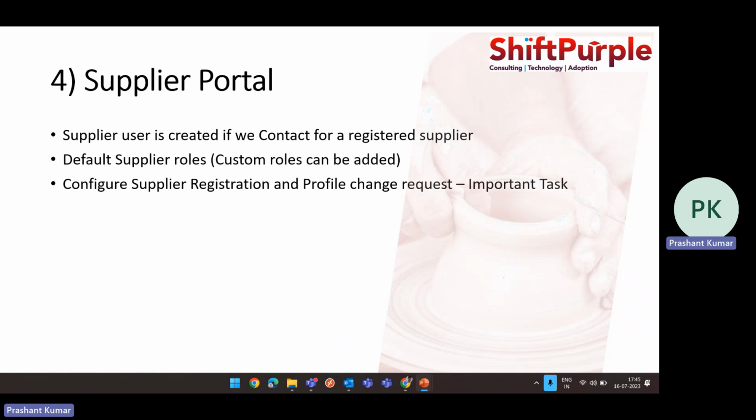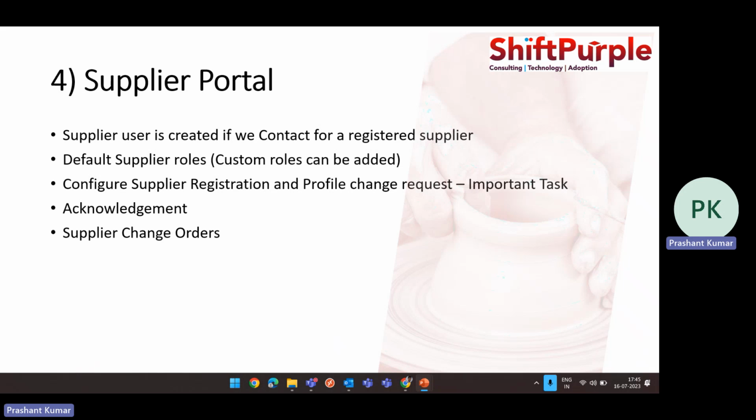We have configure supplier registration and profile change request. So this is quite an important task. We say what all elements are required when a supplier is registered, or what all elements are going to get approval triggered. So we have different elements. Address, if someone is changing address, someone is changing bank account, so it's a profile change request. So which element should trigger the approval? That is the task. In this task we define this.